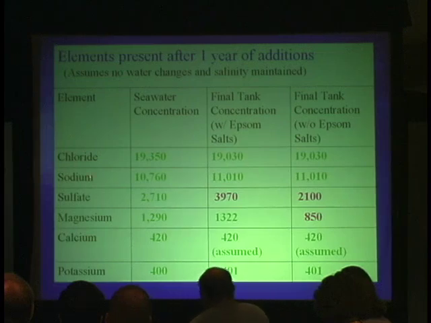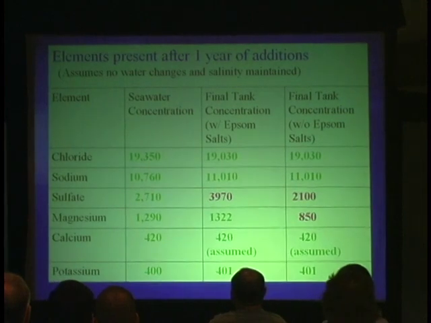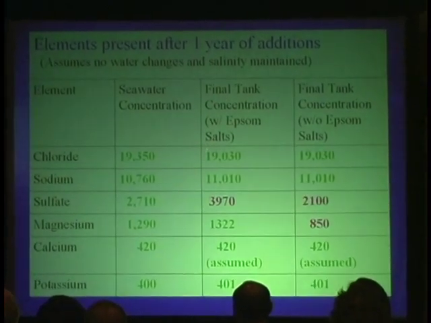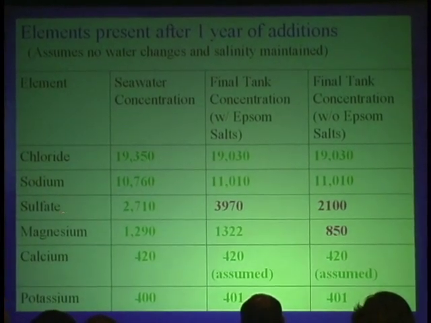With this do-it-yourself system, this is the concentration in parts per million in seawater for chloride, sodium, sulfate, magnesium, calcium, potassium. Those are the big ones in the water. If you use this additive system for a year at a pretty high dose, and you're using the Epsom salts as directed in the article, then chloride stays about the same, sodium stays about the same.